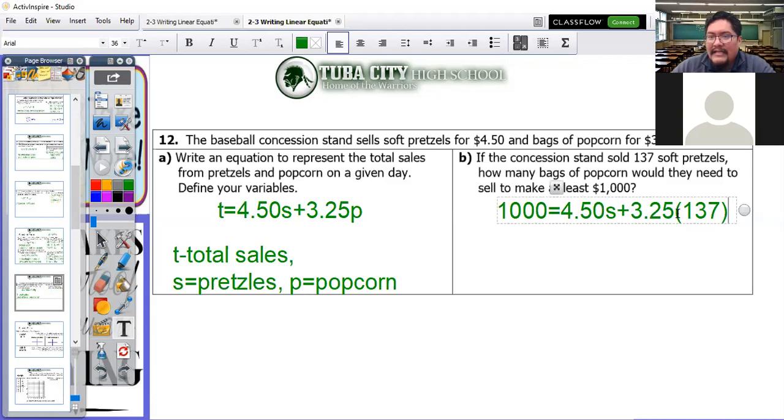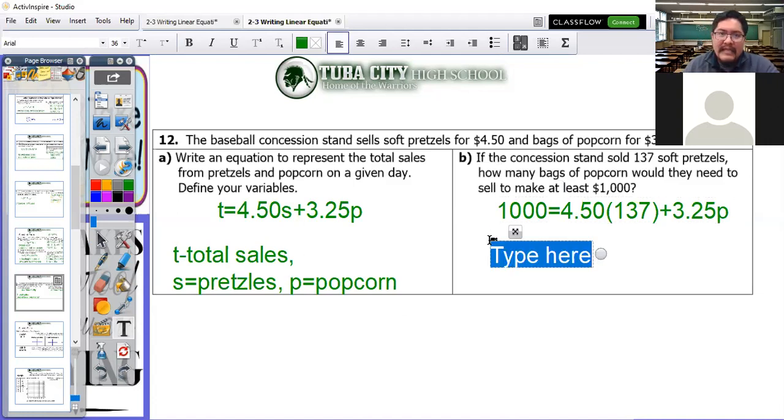Oh, you know what? I actually put this in the totally wrong place almost. I need to put that here because popcorn is what we don't know. Because that's the question. How many bags of popcorn would we need to sell in order to make at least $1,000? So make sure we put that in the right spot. And again, that's why I said it's a good idea to have the variables labeled clearly. All right, so there we go.